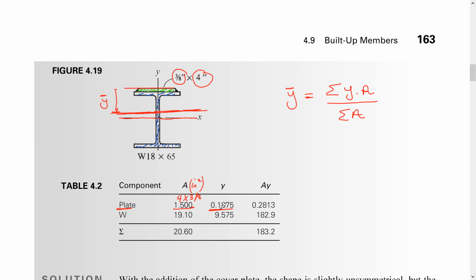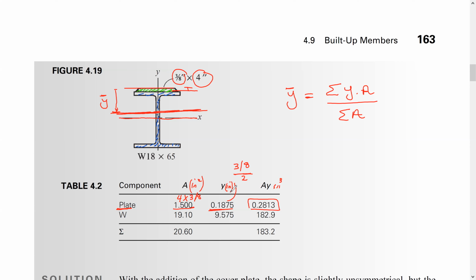And y, which is the centroid of this shape. So the datum is the top of the plate. The centroid of this is going to be the thickness divided by 2, which here is 3/8 divided by 2. So it's going to be 0.1875. So AY, which is this A times Y, فبيطلع لنا هاي القيمة, okay? And this is going to be inch cube, and this is inch.